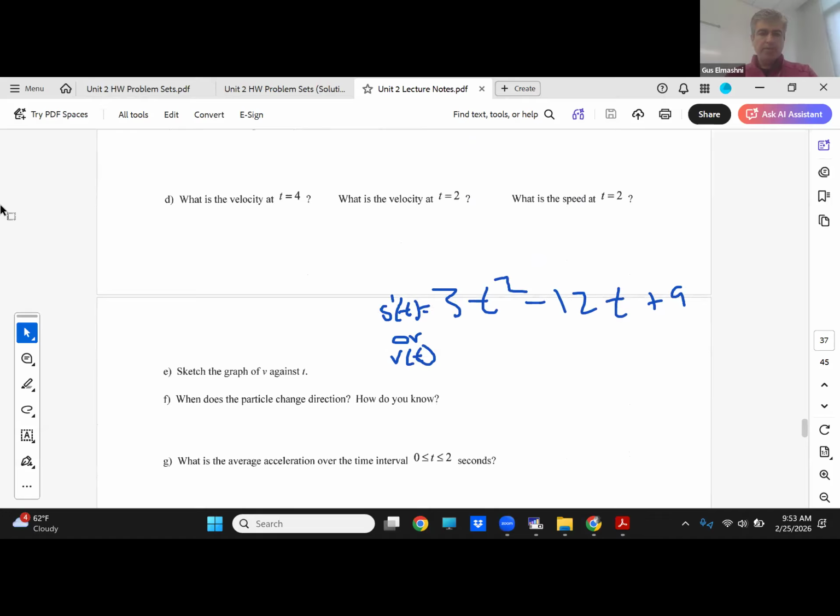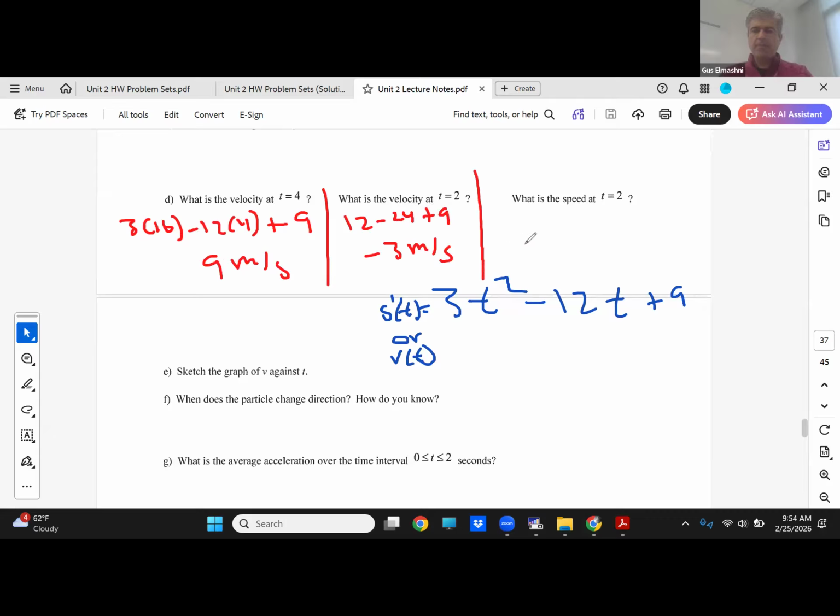So now let's plug 4 in. You should have 3 times 16 minus 12 times 4. Those should cancel, plus 9. So 9 meters per second. And if I plug in 2, that's 12 minus 24 plus 9. But the speed is 3 meters per second, because remember, that's the absolute value of velocity.